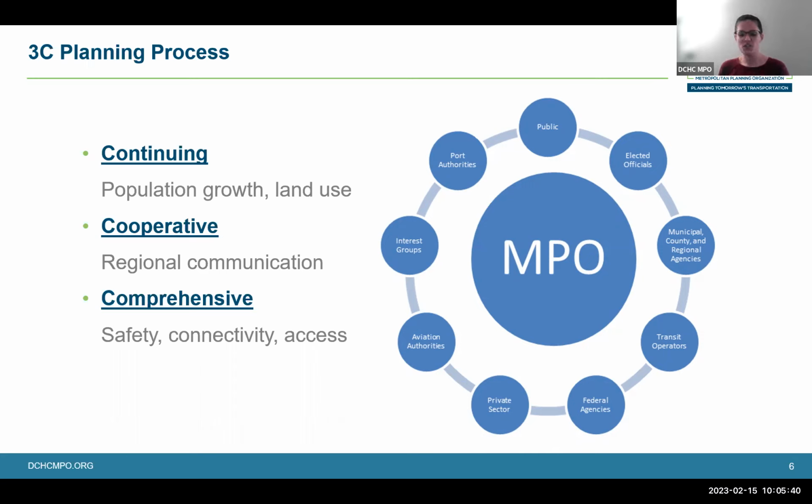Cooperative wise, that's regional communication. So it works both ways. It's jurisdictions, agencies communicating to one another, all at one time, making sure that we all understand everything that needs to happen and what we can create priorities off of that kind of information. And then comprehensive, making sure that we are looking at safety, connectivity, who has access, where are things located, all the little things, air quality, everything that we could possibly be looking at, making sure that all stakeholders can be brought in and make those decisions together.